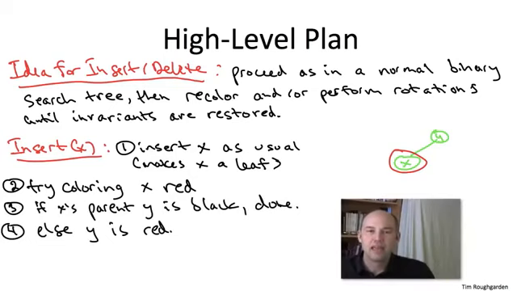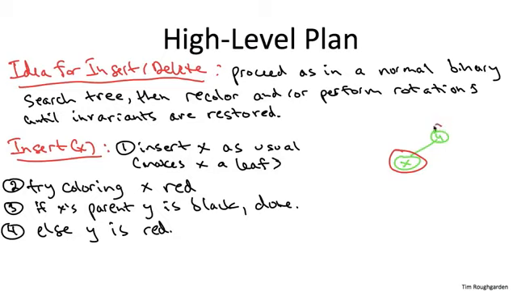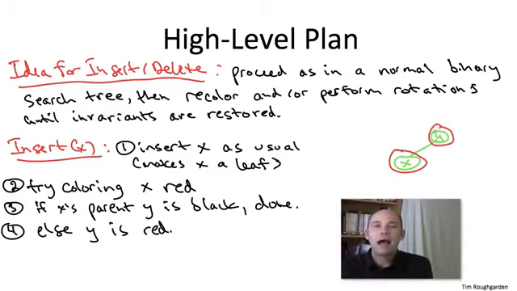So the tricky case then is when X's parent Y is also red. In this case, we do not have a red-black tree. We have a double red, and we have to do some more work to restore the 3rd invariant. So suppose Y is red.